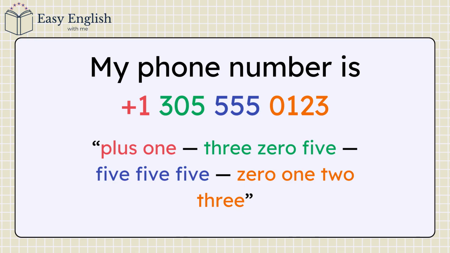Perfect. Now, let's break it down. +1. That's the country code for the United States. 305. That's the area code. 555 and 0123. That's the main number. Remember, we always say each digit one by one. We don't read them as big numbers. For example, we say 3-0-5, not 305. Okay, now it's your turn. Repeat it again. Nice and clear.